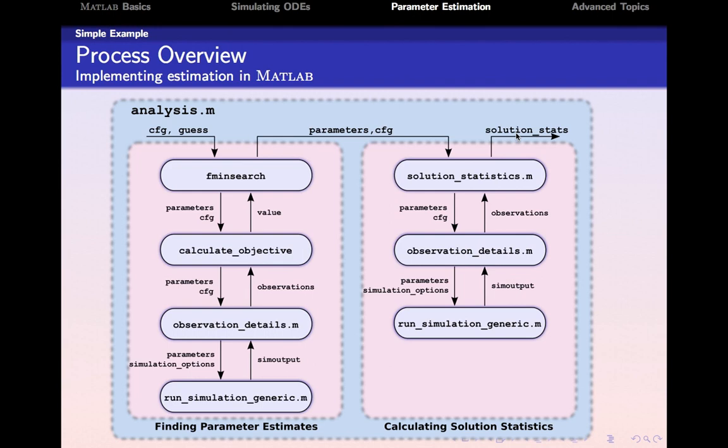This will contain the CV percents. It will contain your 95% confidence interval, AIC, BIC, that type of information will be contained in the solution stats data structure. So this is the important part of analysis.m. Further, after finding the parameter estimates and calculating solution statistics, you can then go on to generate figures and different outputs and whatever graphical information you need to sort of validate what you're doing.